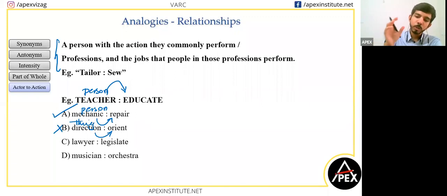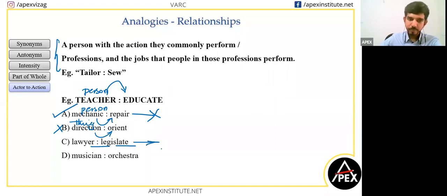So wherever possible, choose the closer answer to what is given in your question. Okay, wherever possible. If this option was not given, then direction can be doing a job of orient. So B would have also been okay, right? Some have chosen C. Does a lawyer legislate? Okay, who can tell me who legislates? And what does a lawyer do? It's a bit confusing, you might think.